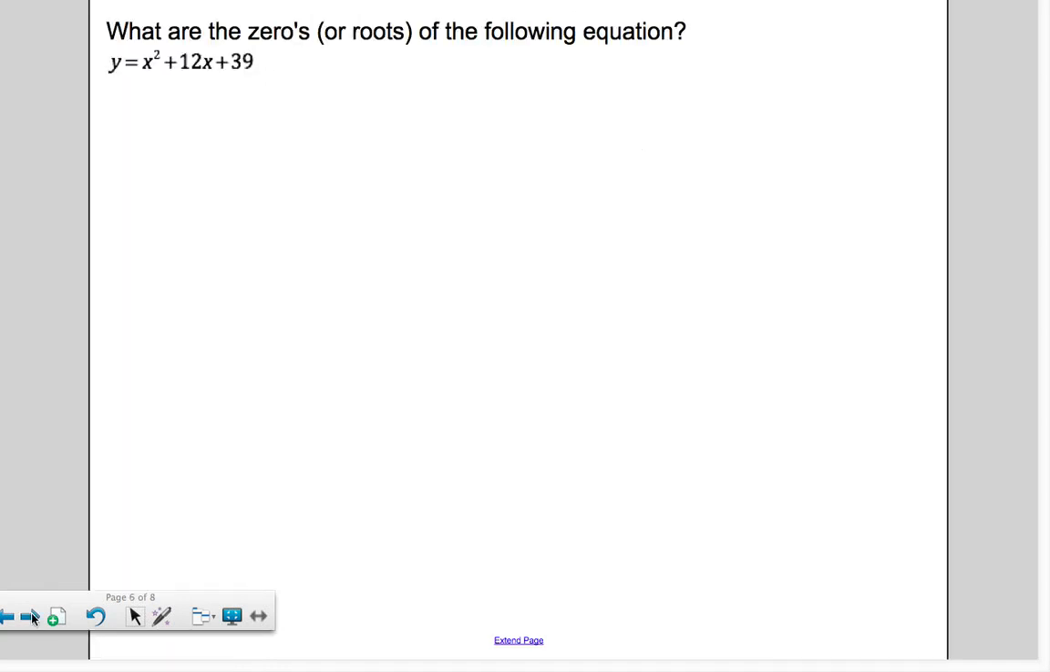Okay. One last example I want to take you through. What are the zeros of this equation? I'll tell you right now, this one isn't factorable over integers either. Try it. Two numbers that multiply to 39 and add to 12, no such integers exist. So what I'll do is, I'll try to complete the square on this.